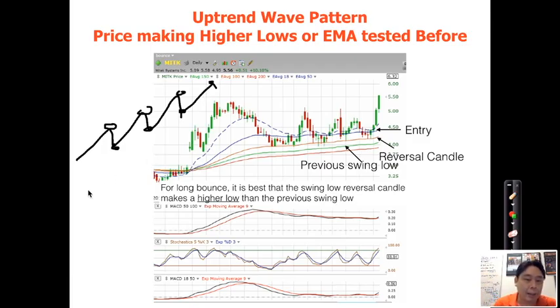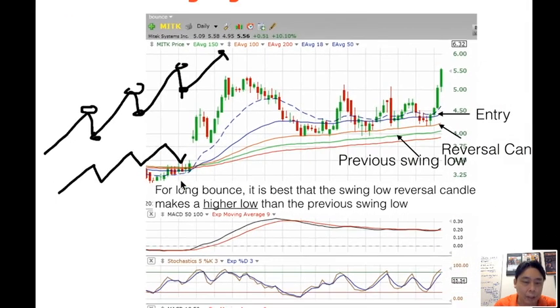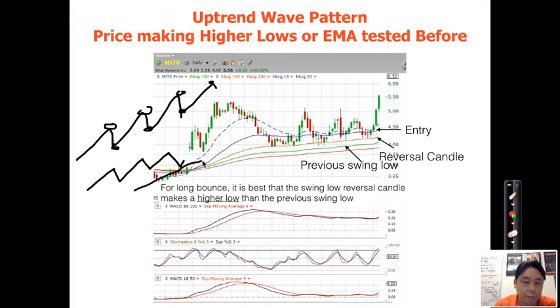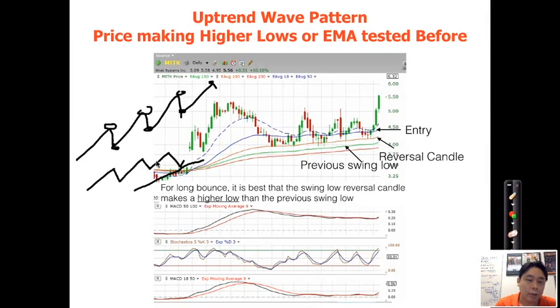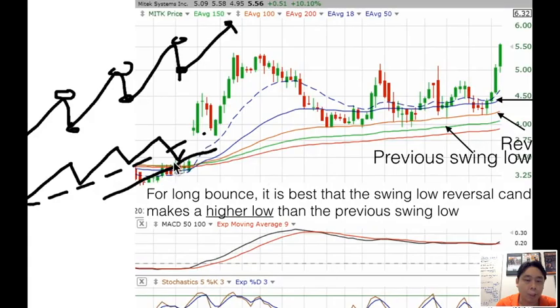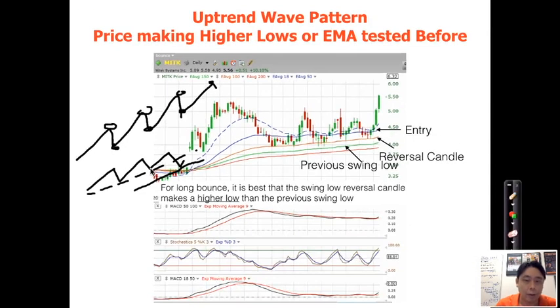Now, what if I see something like this? And this is a bounce. So let's imagine it bounces off the moving average here. But this low is making a lower low than this low. So it's not making a higher low. So you could argue that this uptrend has been broken because this low is lower than the previous low. So that's what I mean by wave pattern.